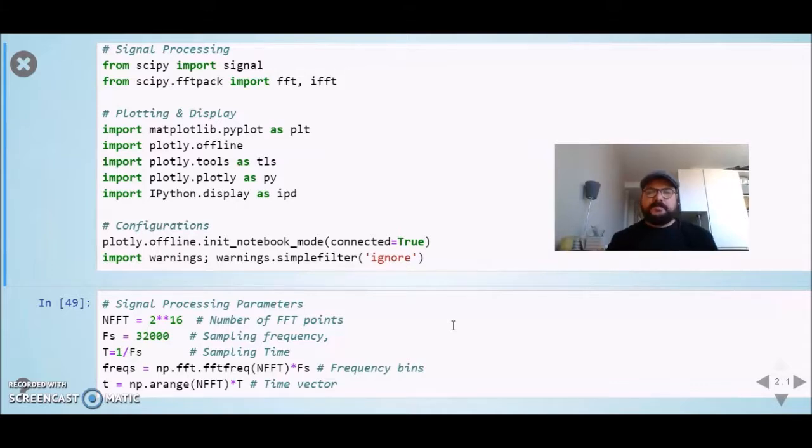65,500 and something. So the time interval we're going to use to generate our signals will be approximately 2 seconds. So we are using 32 kilohertz sampling frequency and 2 to the power of 16 points. That gives us approximately 2 seconds.